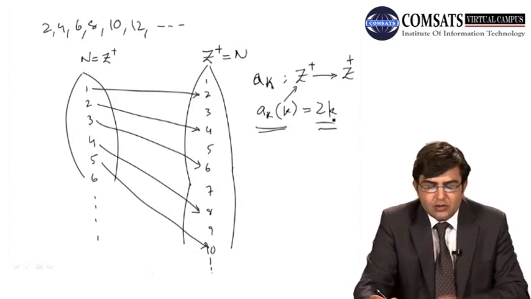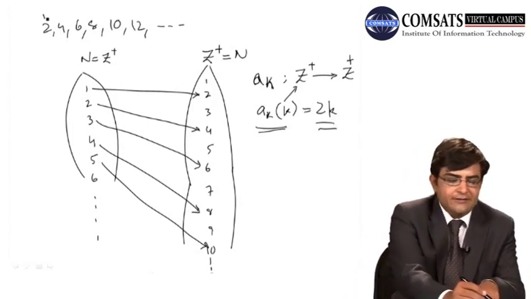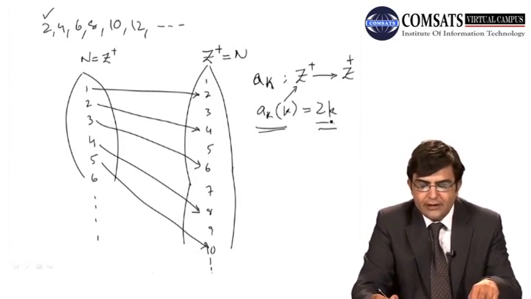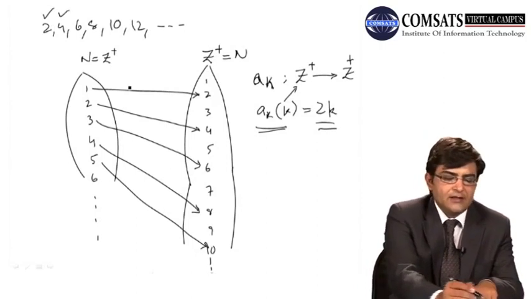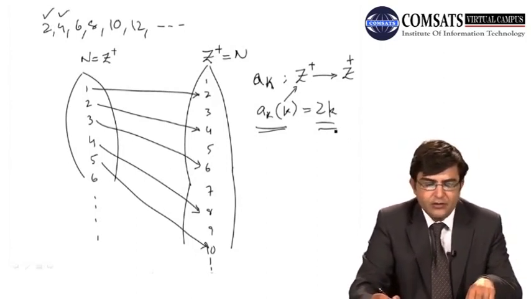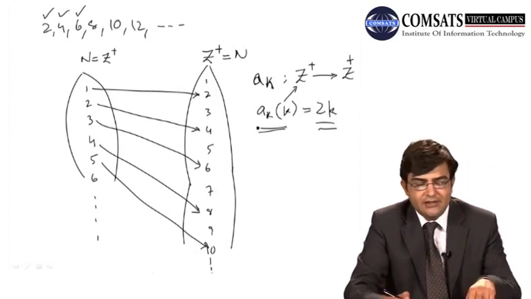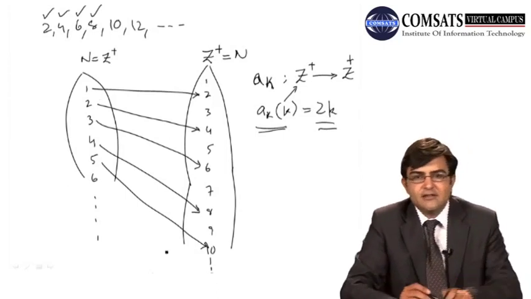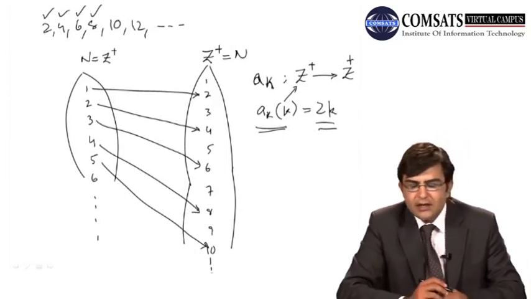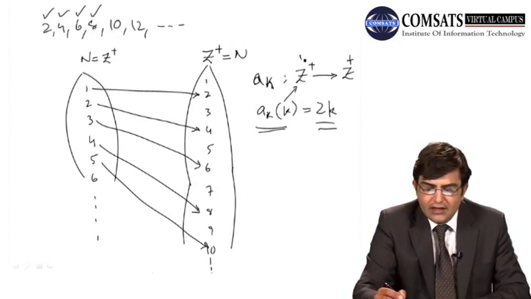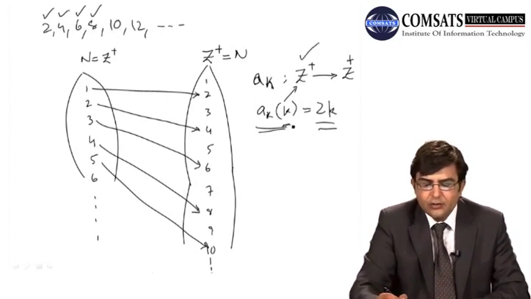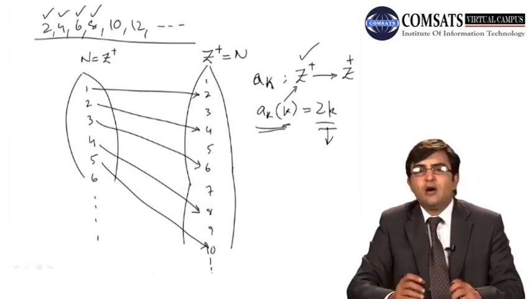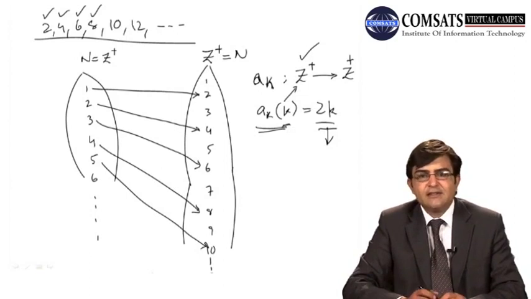If we put K equal to 1 from the domain, we obtain the first term: 2 into 1, 2. If we put 2 here, we get 2 into 2, 4, the second term of the sequence. If we put 3 here, we get 6, the third term. If we put 4, we get 2 fours are 8, the fourth term, and so on. So by inserting all the elements of this set here, we obtain all the terms of the sequence. This is how we can say that a sequence is a function.